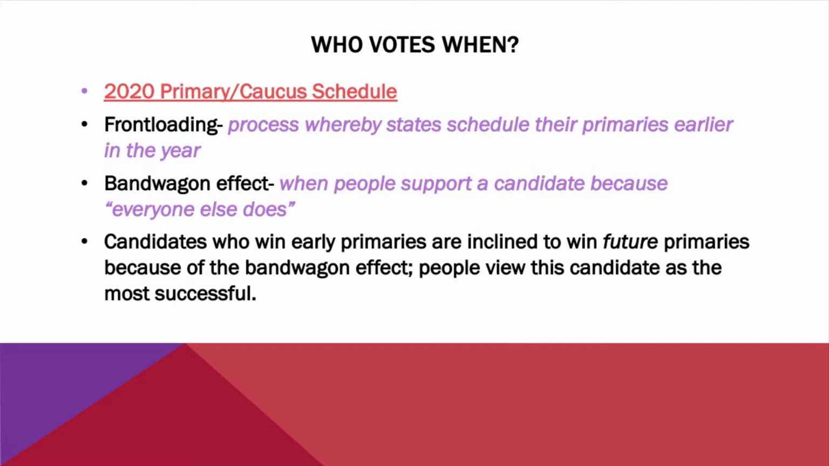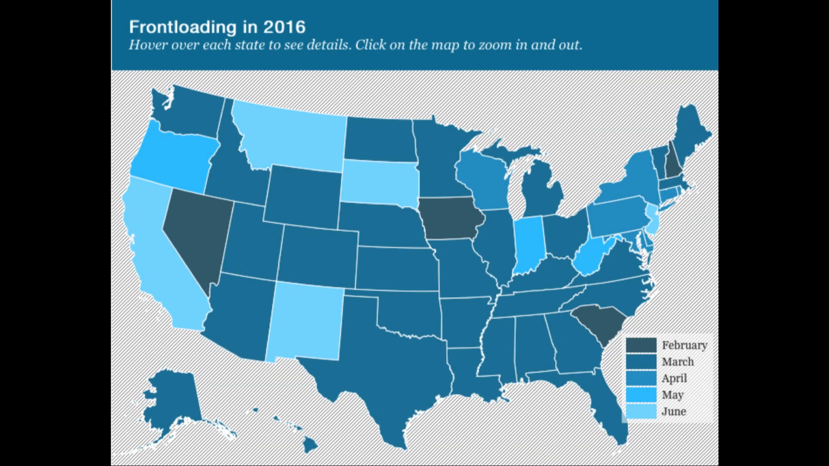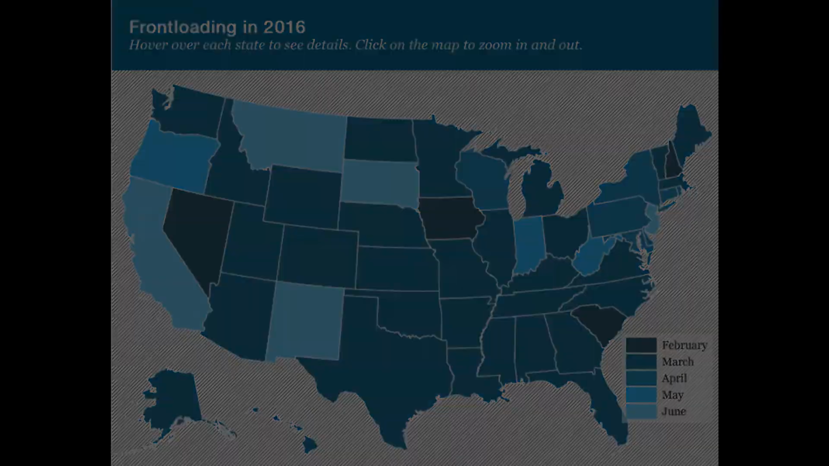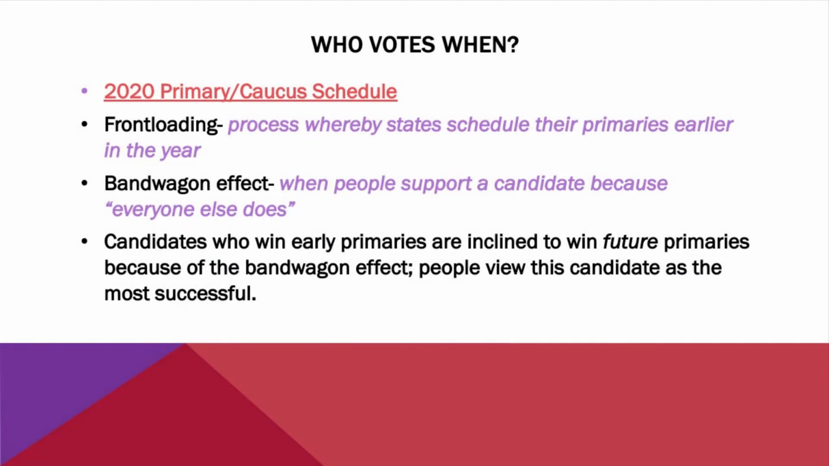Now, before the primaries begin, the DNC and the RNC decide when each state will hold its primary. But some states will choose to bump up their election date to try to exert more influence over the election. In 2008, Michigan and Florida did just this, and the national committees responded by refusing to seat the state delegates at the national convention. Though once John McCain and Barack Obama secured the number of delegates needed to win their respective nominations, both parties ultimately decided to seat those states at the nominating convention.